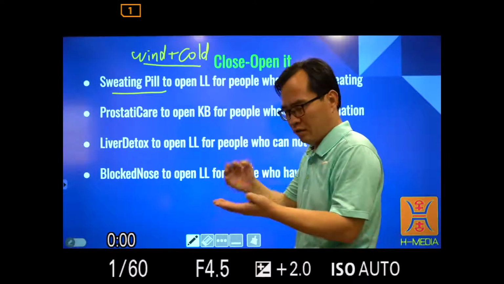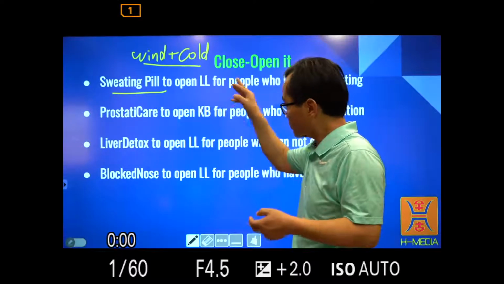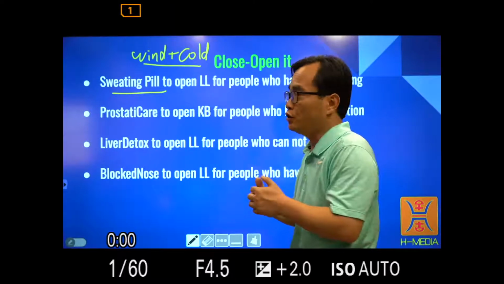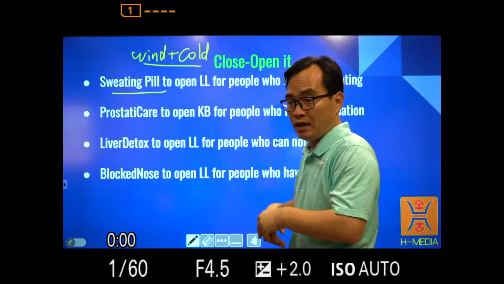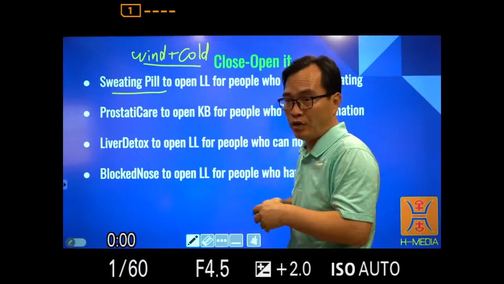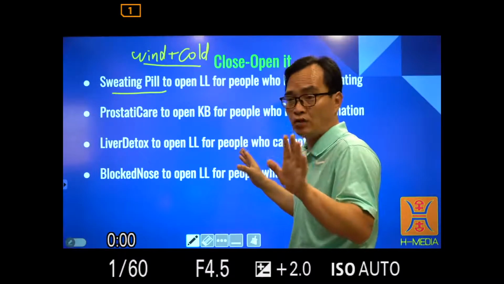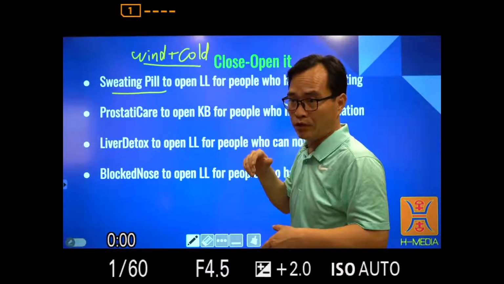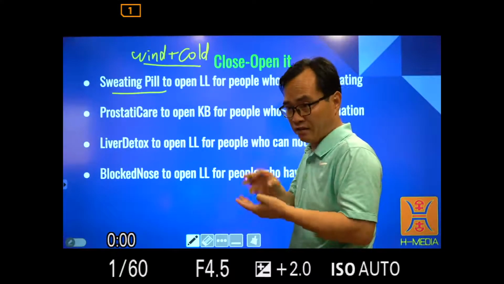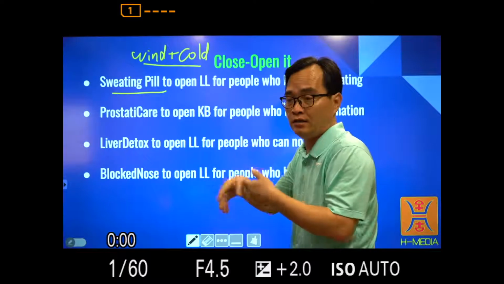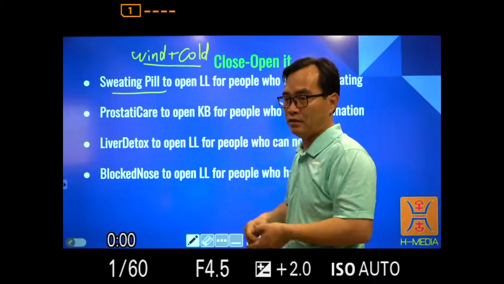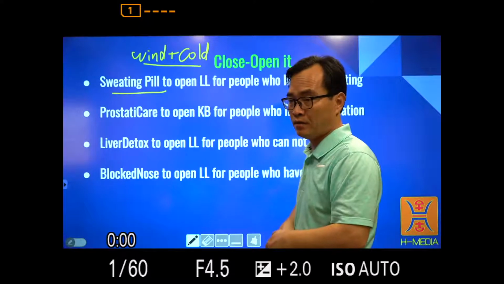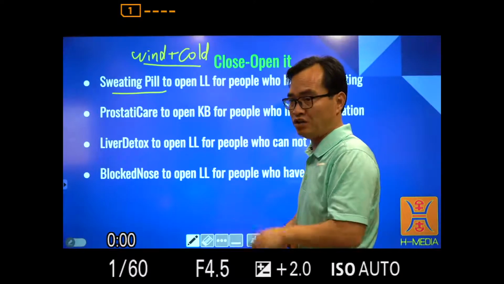But sure, if it's the second day or third day, the wind and cold toxins have already invaded your body. If you're still using the ginger tea or even the sweating pill, it cannot stop it. Once the wind and cold have invaded your body from the second or third day, it will finish by itself as its own process. It cannot generally be stopped in the middle.